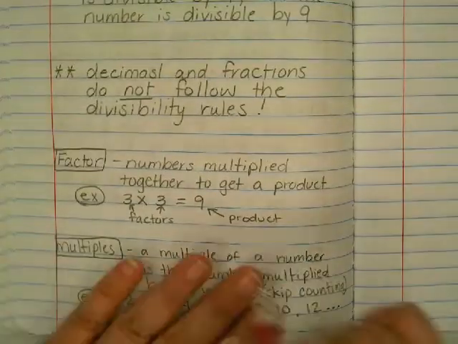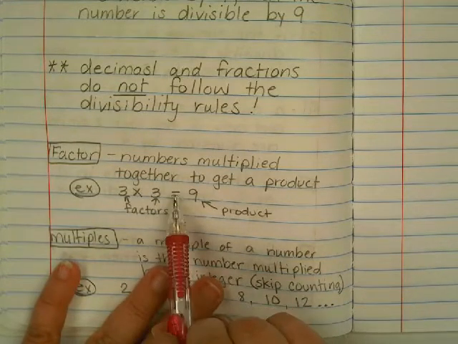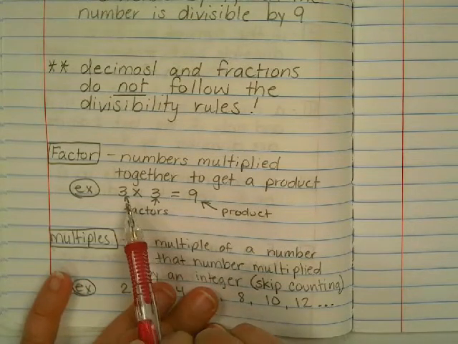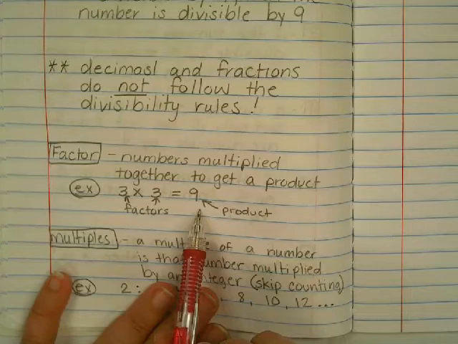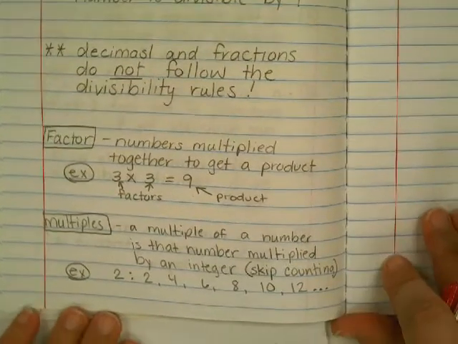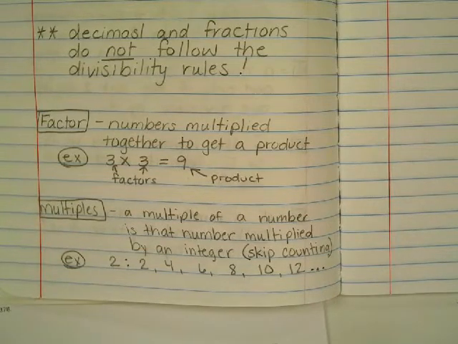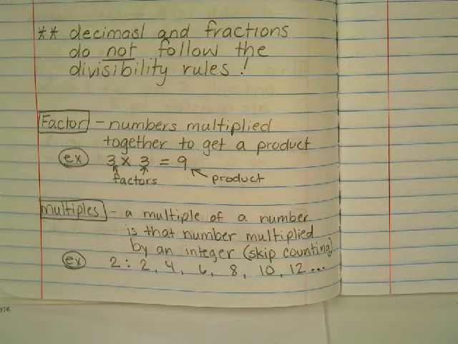That first one is factor. Factors are numbers that are multiplied together to get a product. So for example, 3 times 3 equals 9. The 3's are the factors. The 9 is the product or the answer. And then the last vocabulary word is the word multiple. A multiple of a number is a number that's multiplied by an integer. And I refer to this as skip counting.